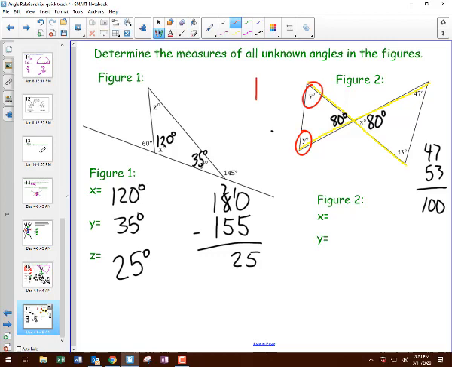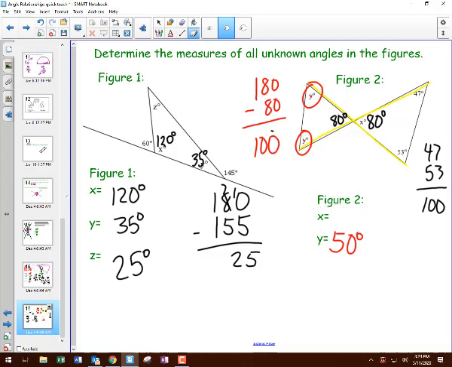So let's take away what we already know. 180 minus the 80 that we just found will give us 100. So that means y plus y equals 100, and they are the same, so those have to be 50 degrees. Okay, I forgot to put the 100 up here. Or no, x was 80, excuse me.